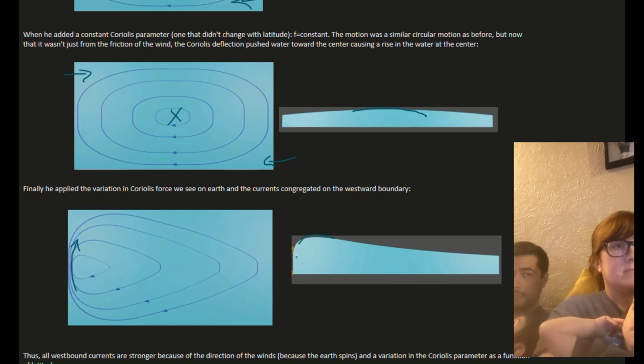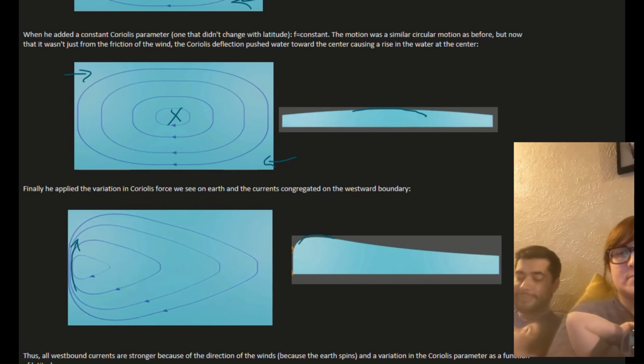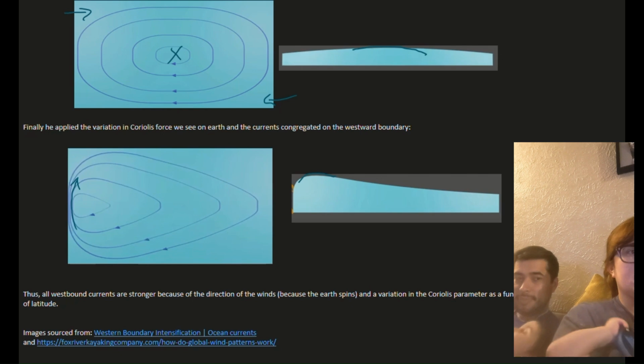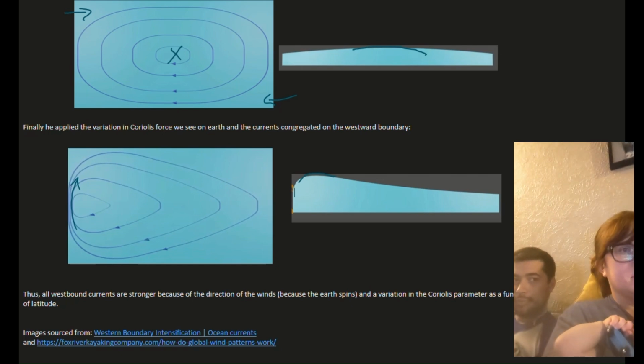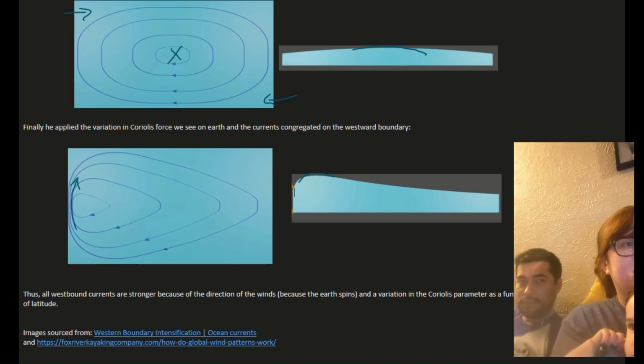So all western boundary currents are strong because of the direction of the winds and the variation of the Coriolis parameter as a function of latitude, and Stommel proved this with a very simple experiment.